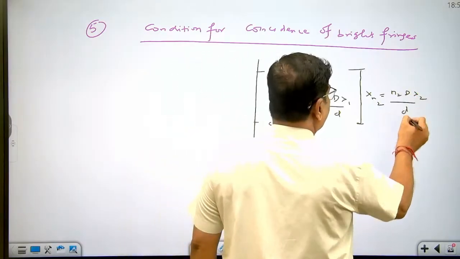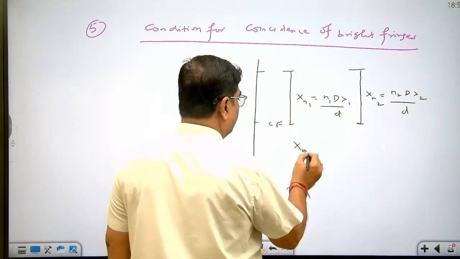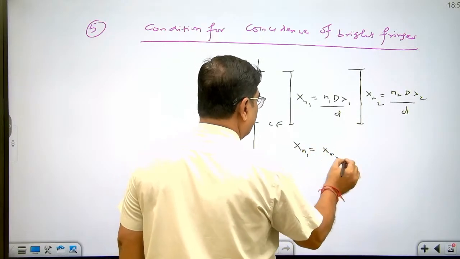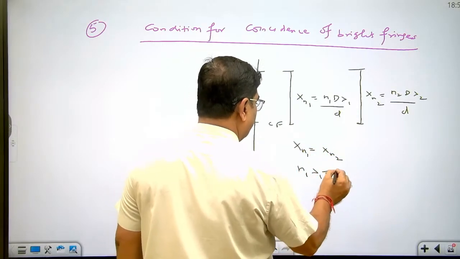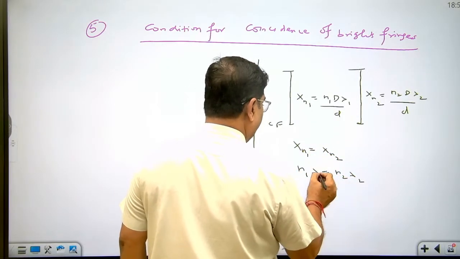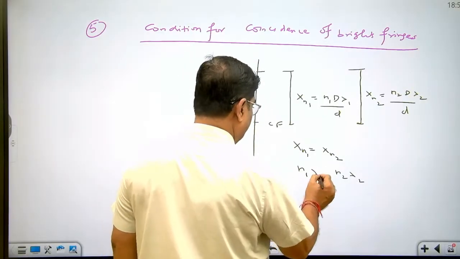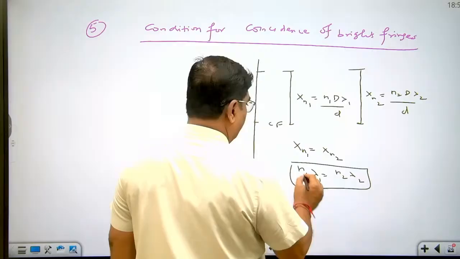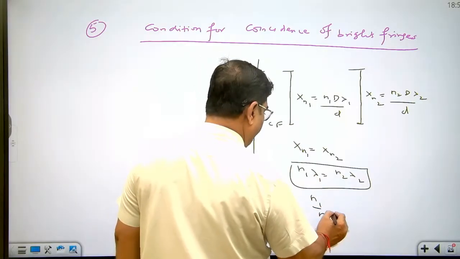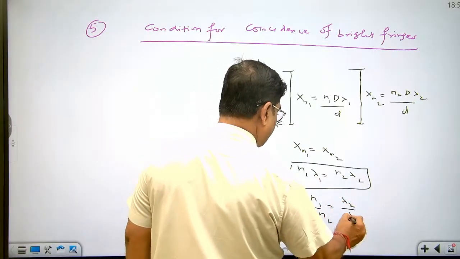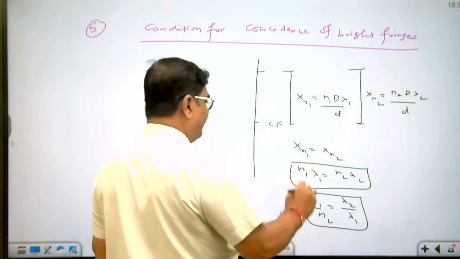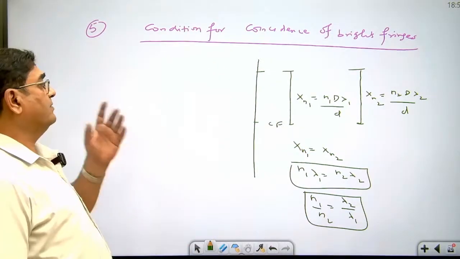If the fringes coincide, it means x n1 equals x n2. Means what? n1 lambda 1 equals n2 lambda 2, if capital D and small d are the same. From here, we can easily find the order of fringes, okay? Where the fringes will coincide, okay?